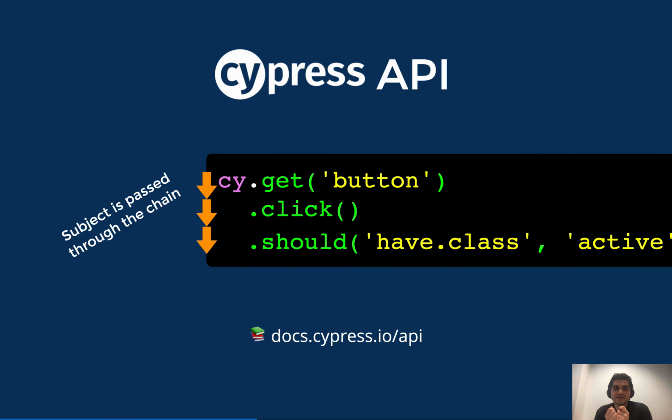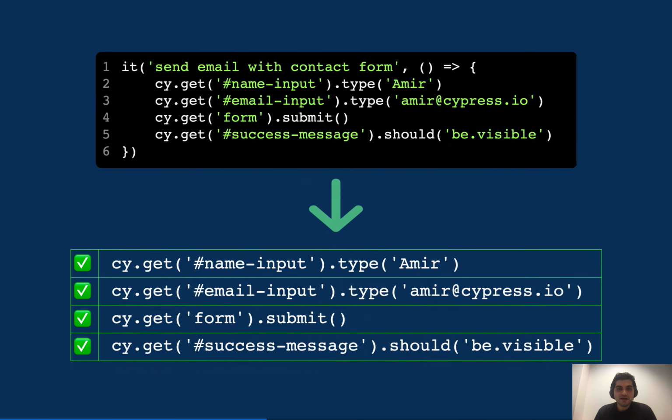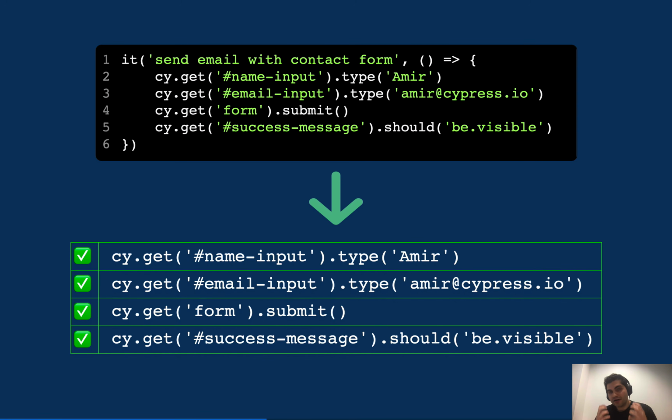The important thing to point out about the Cypress API is that it's a chaining API and handles a subject that gets passed through this chain. So let's clarify that a bit. So when I use this get command to grab that button element, the button element becomes the subject, and this subject is going to get passed through this chain of commands that you can use to manipulate the subject and make assertions towards it. The other important thing to know about the Cypress API, and this is very critical and one of the biggest differentiating factors about Cypress.